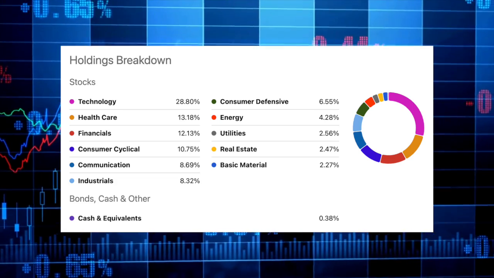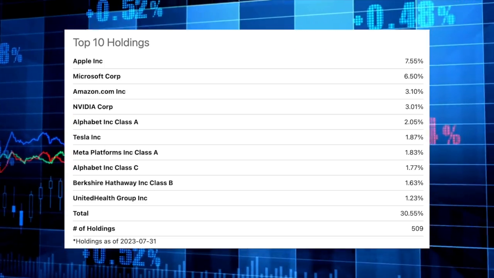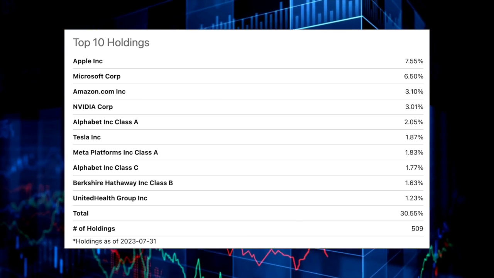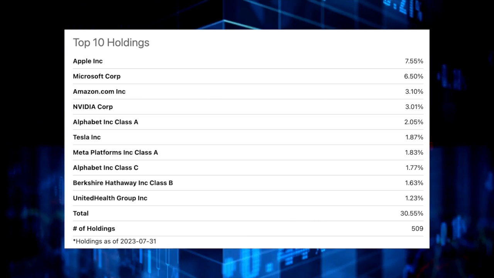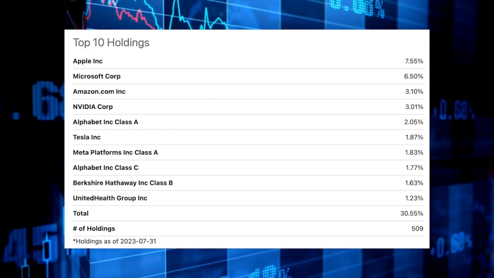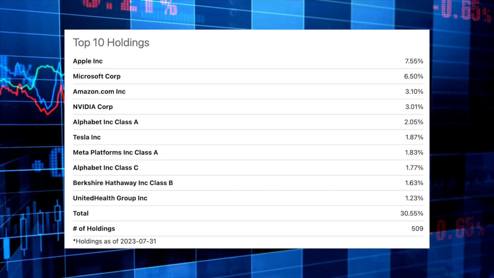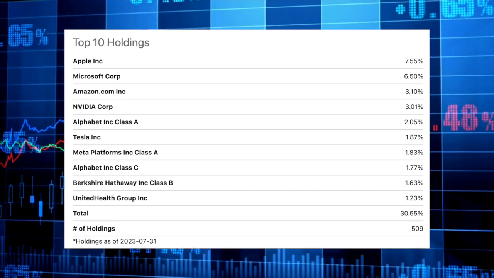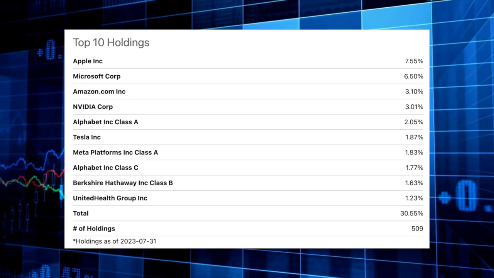Now let's take a look at the top 10 holdings, which include Apple, Microsoft, Amazon, Nvidia, Alphabet, both Class A and C shares, Tesla, Meta Platforms, Berkshire, and United Health. The top holdings account for 30% of the ETF, and in totality, they have 509 total positions within VOO.